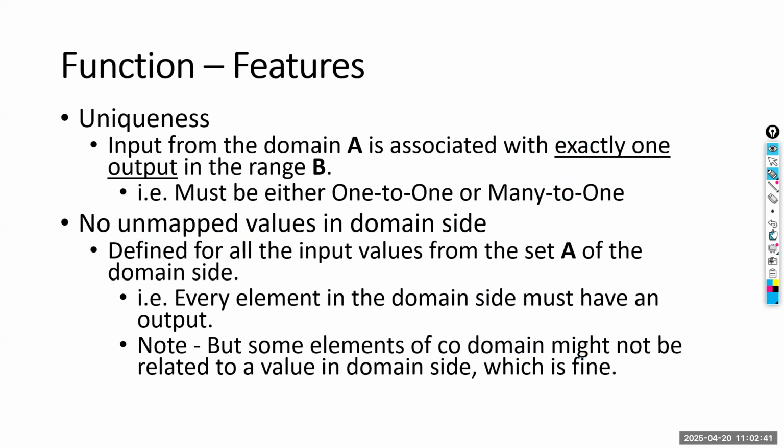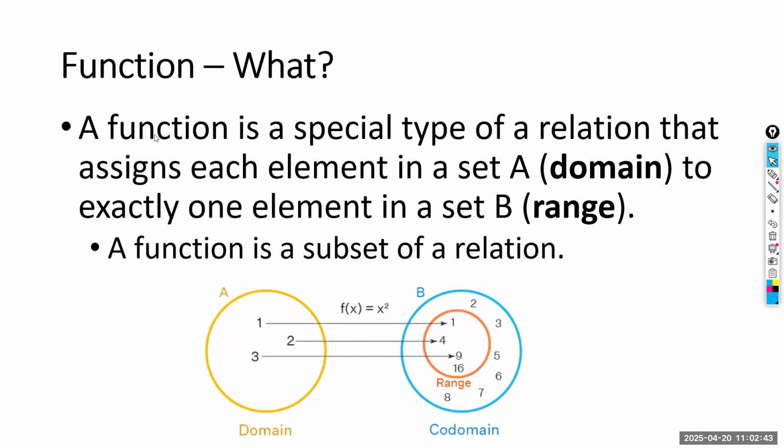Okay. So this is the formal definition. A function is a special type of relation that assigns each element in a set A, or domain, to exactly one element in set B. Right? Each element means there can't be any orphan values.